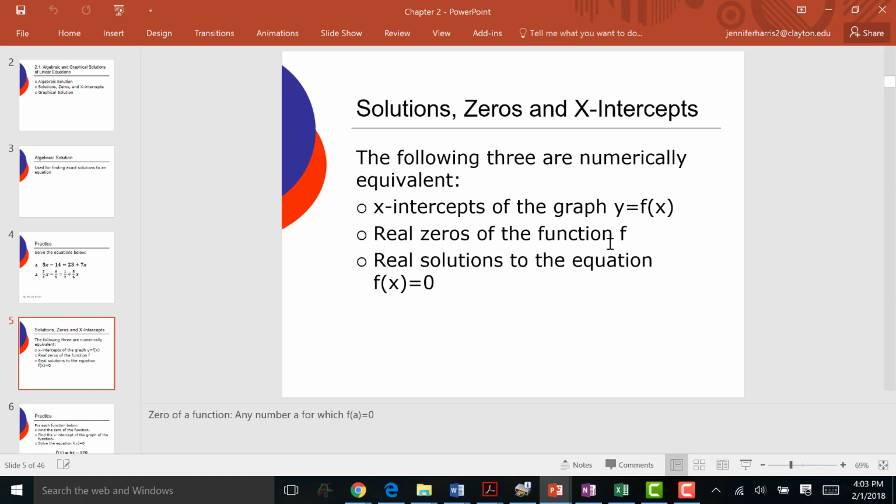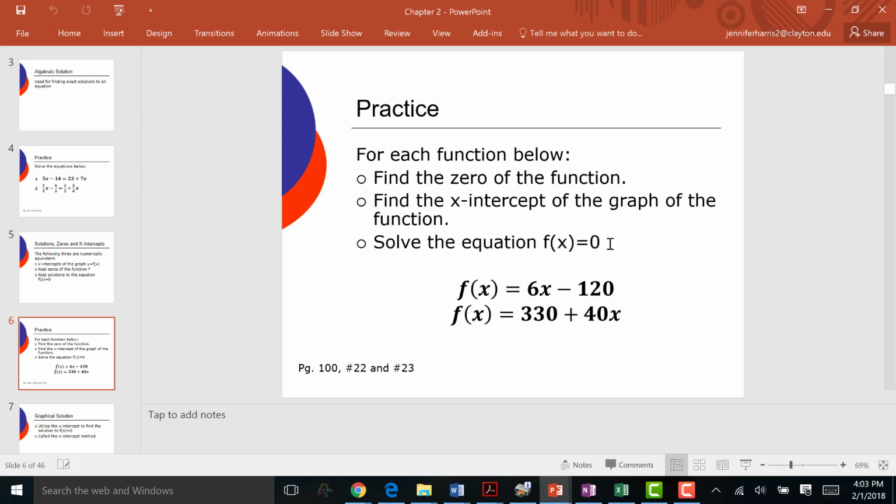Alrighty, so let me let that sink in for a second, and let's do something so you can figure this out. Let's apply it to an actual math equation or function so you can see what this really means. For each of the functions you see below, we want to find the 0 of the function. That's why I said 0 and intercepts are the same thing. So when they say find the 0, they want you to find the x-intercept.